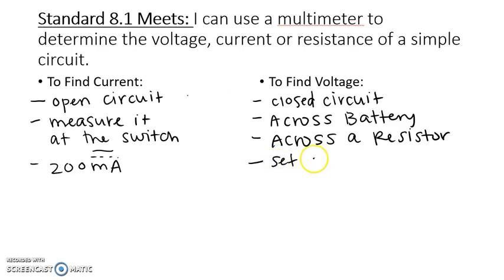And the last thing that we want to keep in mind with measuring the voltage is that we want to set the voltage to 2 volts. Again, we're looking at direct, not alternating.